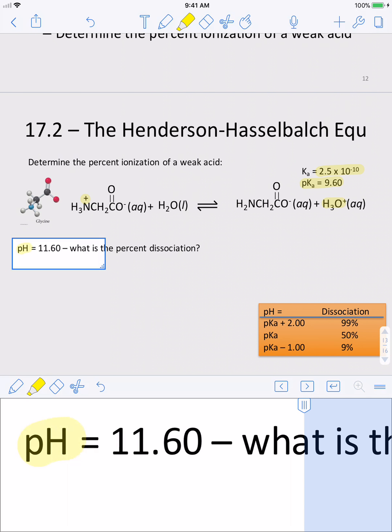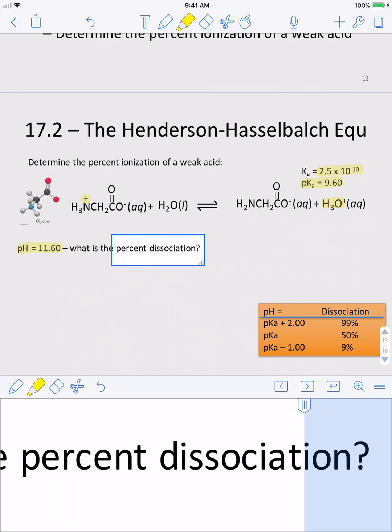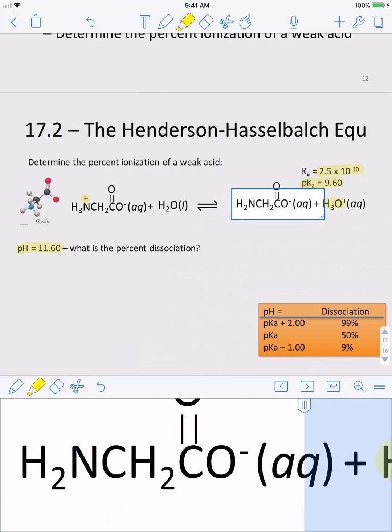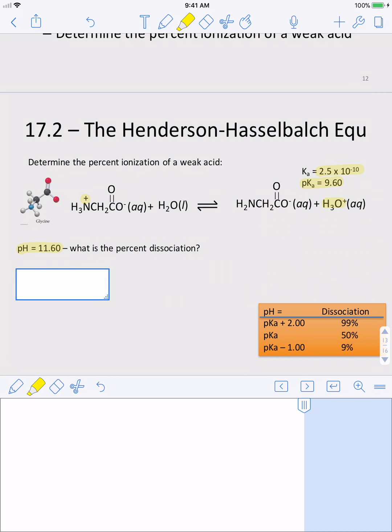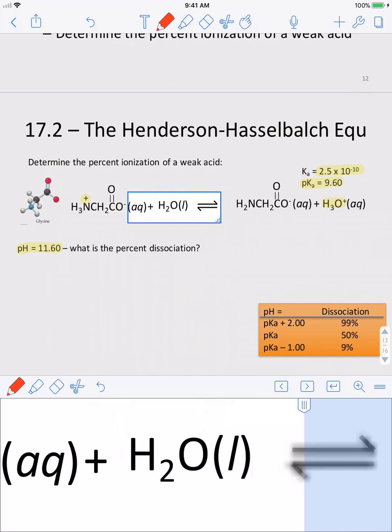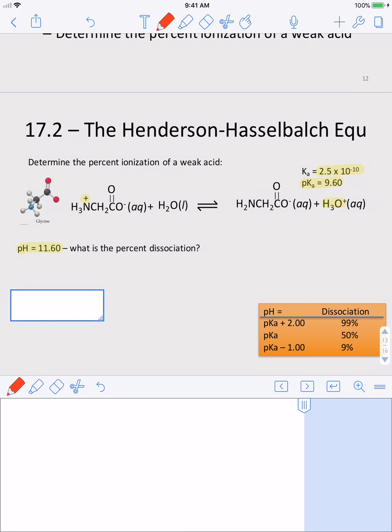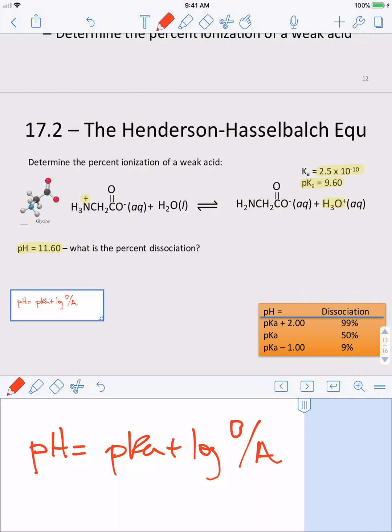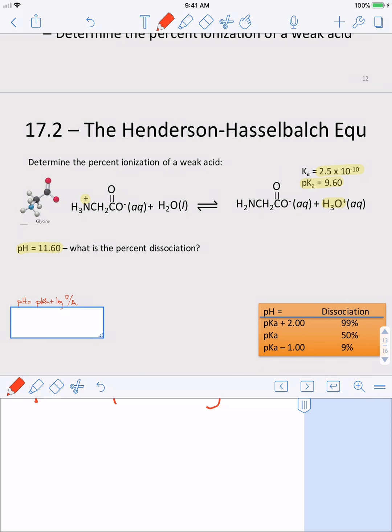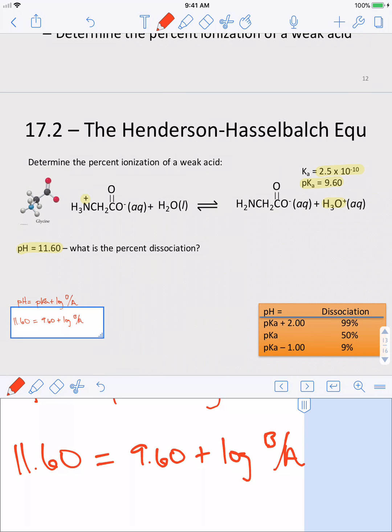And we're told that we have a pH of 11.60. We want to know what is the percent ionization, percent dissociation, sorry. How much of this is over on this side? All right, so we're going to use Henderson-Hasselbalch because we have a combination of the two. So we have pH equals pKa plus log of base over acid. We know our pH was given as 11.60. We're given a pKa, that's 9.60, and we can solve for the log of the base to acid ratio.